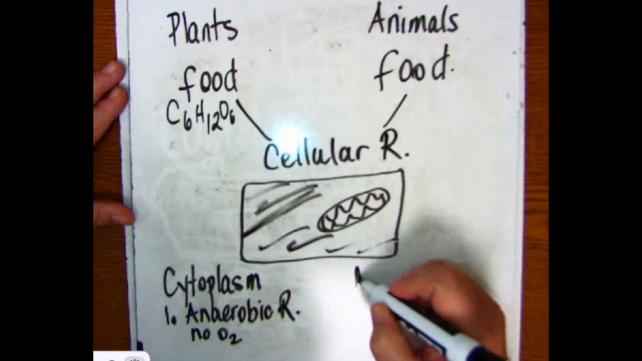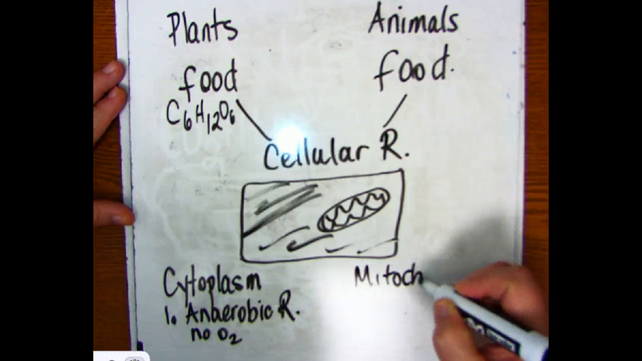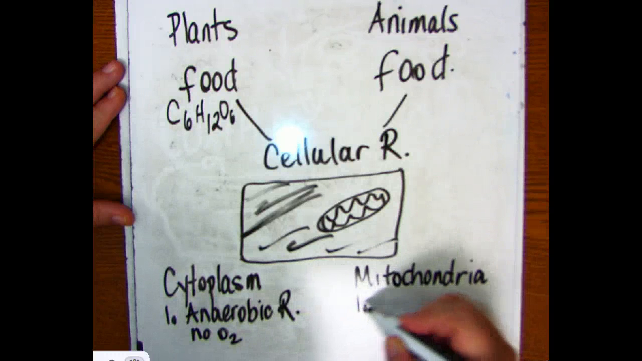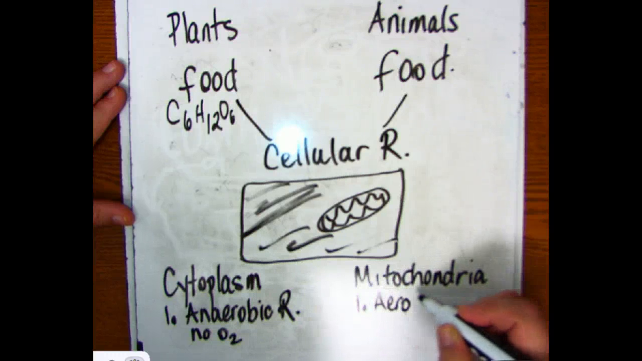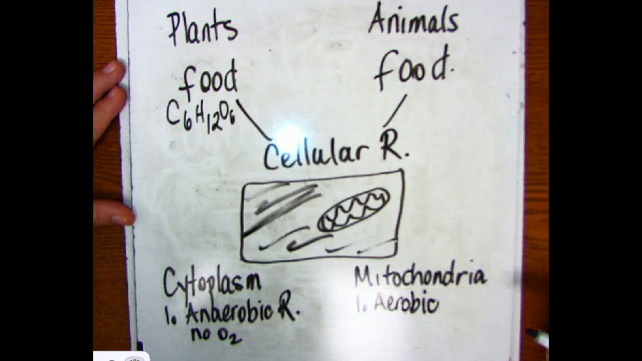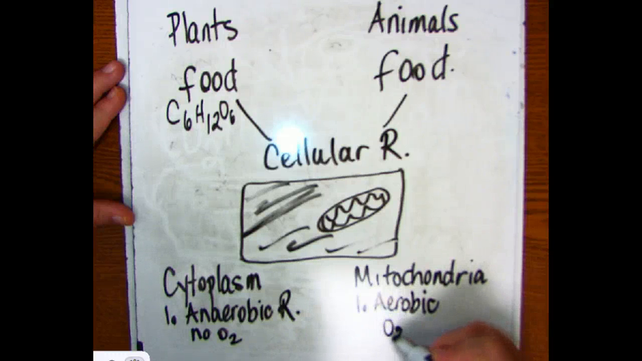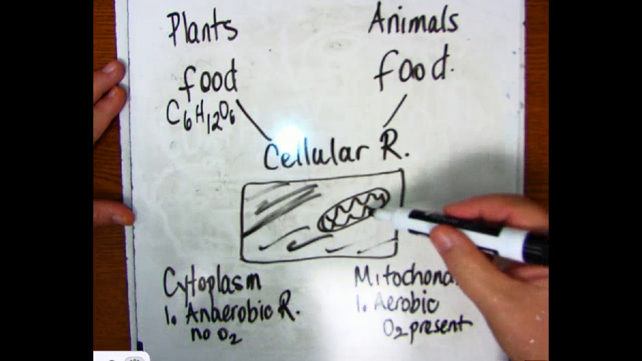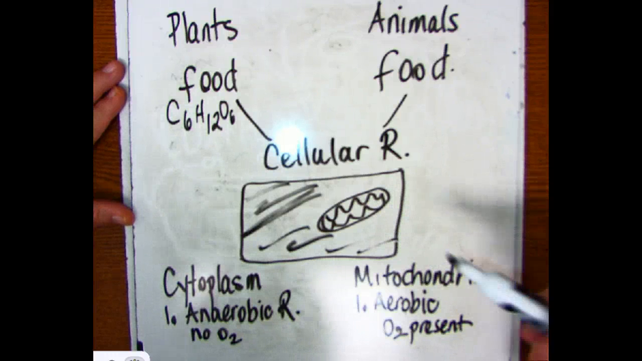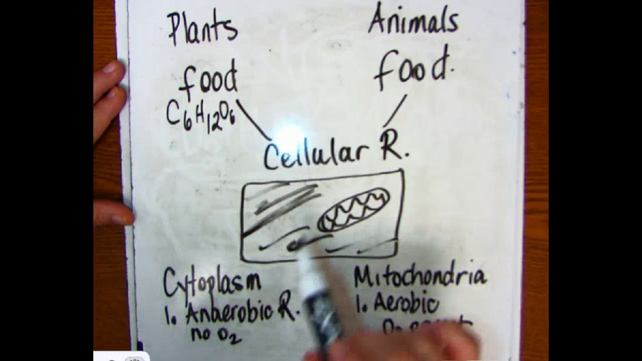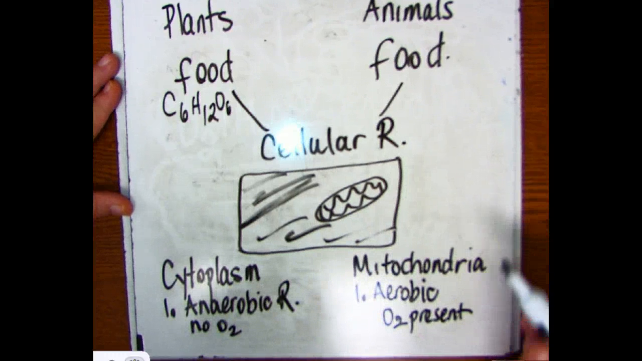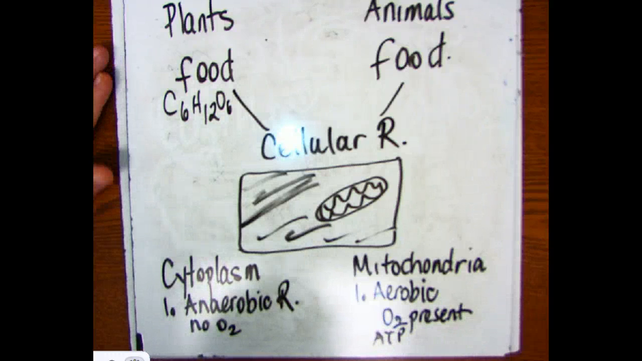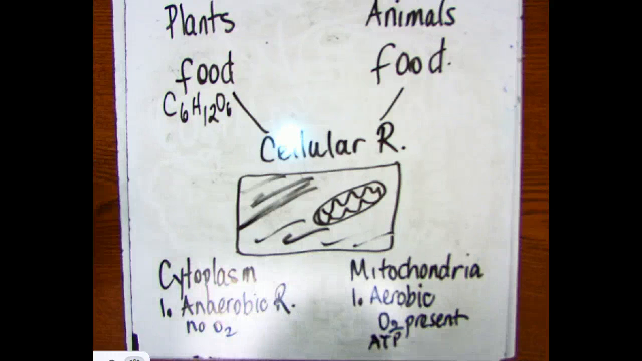The second part of respiration takes place in the mitochondria, and in the mitochondria, this is where aerobic respiration takes place, and that is in the presence of O2. So there is O2 present. What you need to understand is that in the mitochondria, what it does is it breaks down those molecules even further into usable energy, okay? And the energy is in the form of ATP. So that's pretty much what you need to understand for respiration.